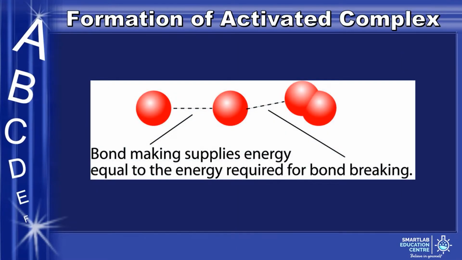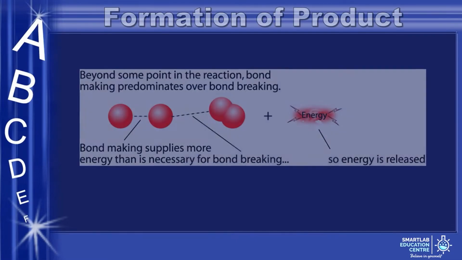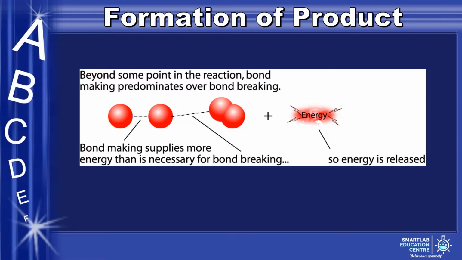And as seen in the diagram, bond making supplies energy equal to the energy required for bond breaking. Beyond some point in the reaction, bond making predominates over bond breaking. Bond making supplies more energy than necessary for bond breaking, hence energy is released.